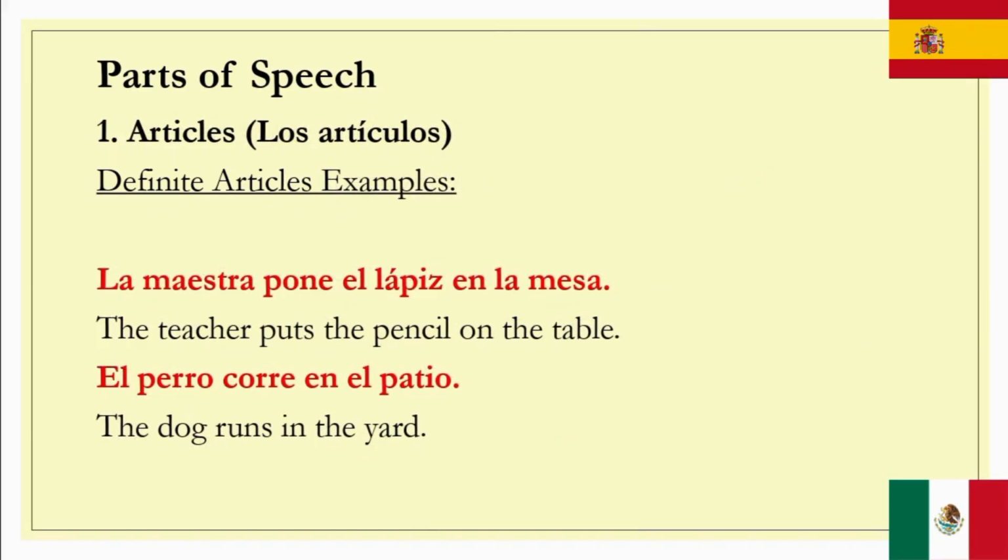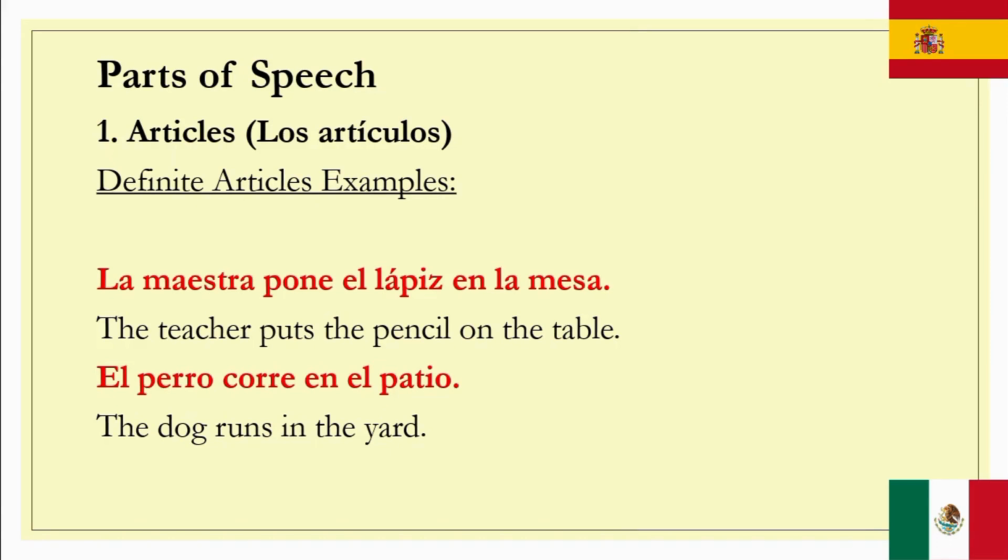Let's see the definite articles example. The teacher puts the pencil on the table. La maestra pone el lápiz en la mesa. So through this article la, we can learn that the maestra is a she, or is a feminine noun. A specific feminine noun, because it is la and not another kind of article.